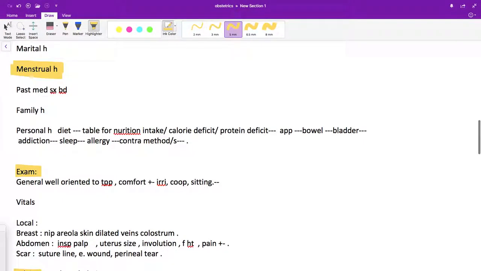Now coming to the past history. In the past history, we have to ask past medical, surgical, as well as blood transfusion history. In medical, you can ask if the patient has any illness, for example hypertension, diabetes mellitus, TB, epilepsy, asthma, jaundice, typhoid, malaria, etc., or if the patient is on any medications for the same or for any other illness. Then number 2, the surgical history: any past surgical operation or procedures, for example laparotomy.